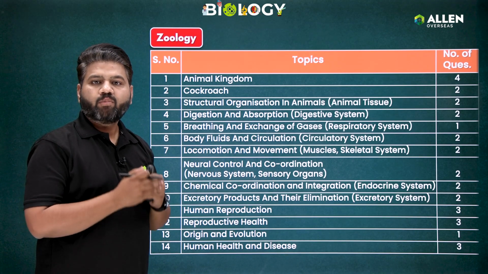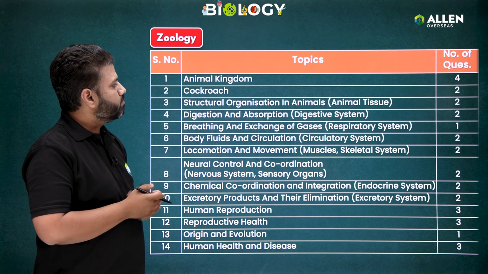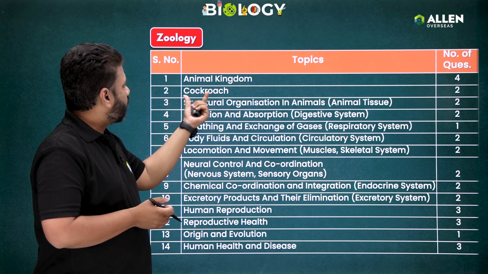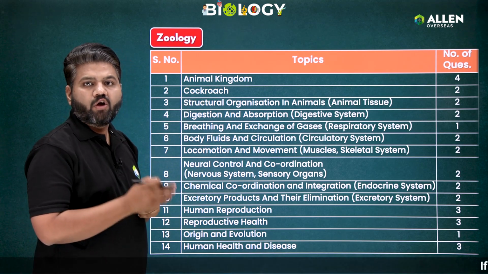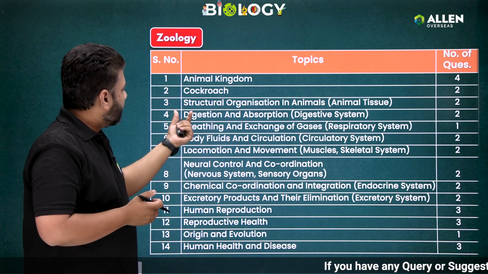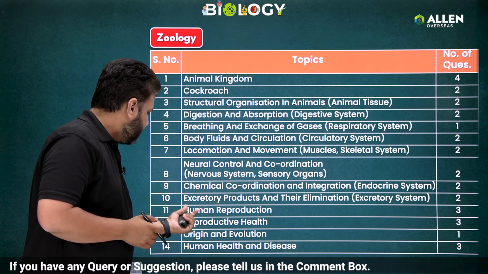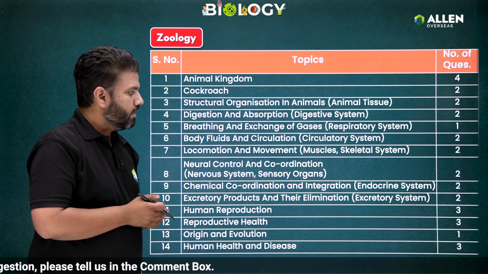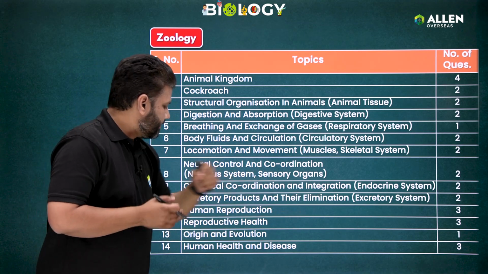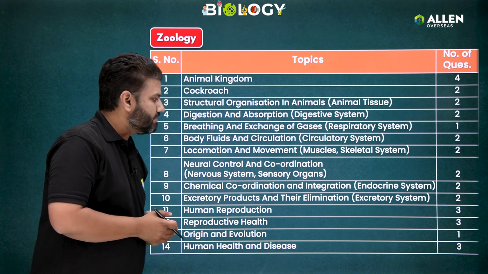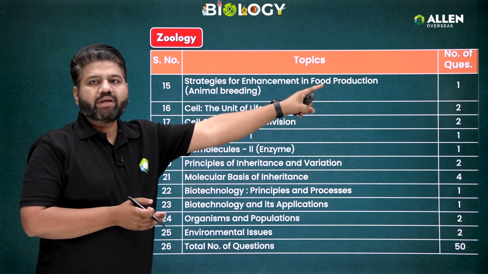Now we will see the number of questions asked in zoology in each chapter. Animal kingdom, 4 questions were asked. From cockroach, structural organization in animals, meaning animal tissues, 4 questions were asked. In human physiology of class 11th, 13 questions were asked. From human reproduction and reproductive health, 3 questions each were asked. From evolution, only 1 question. From human health and disease, 3 questions. From animal breeding, 1 question.